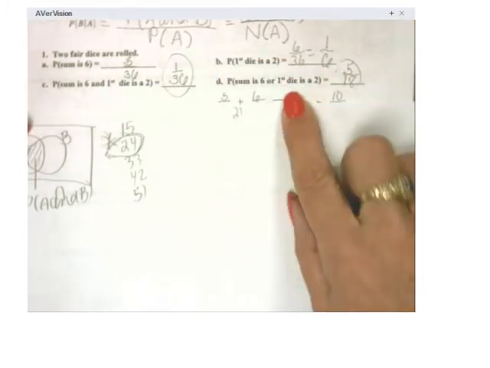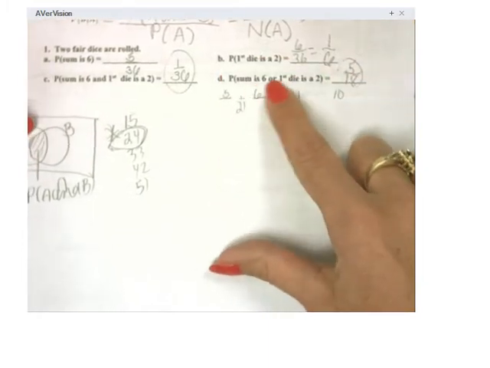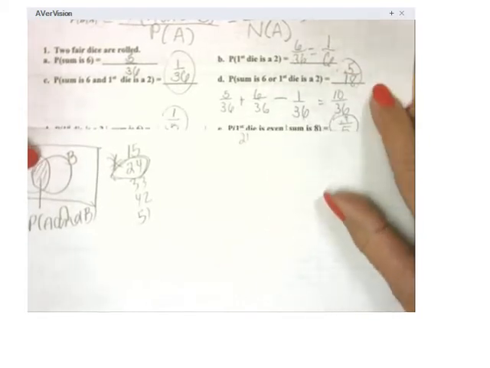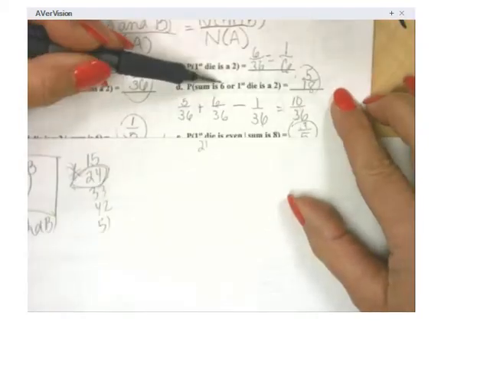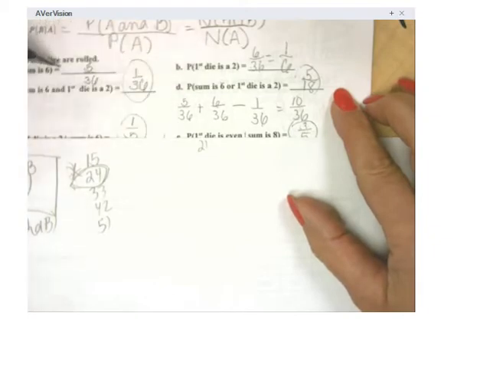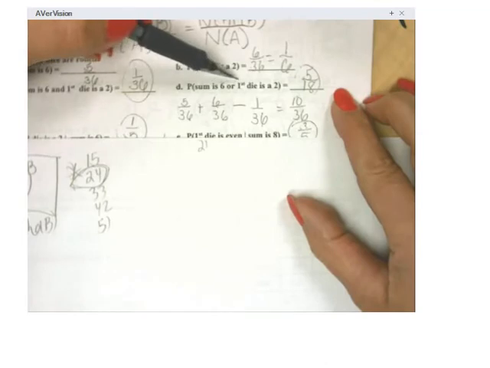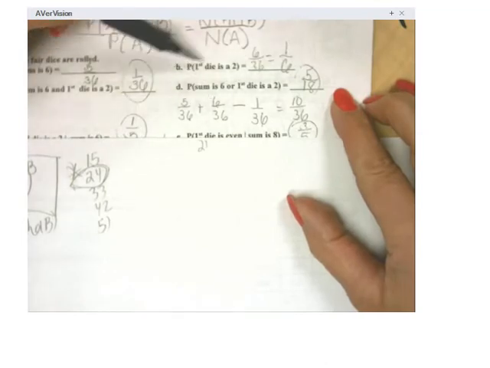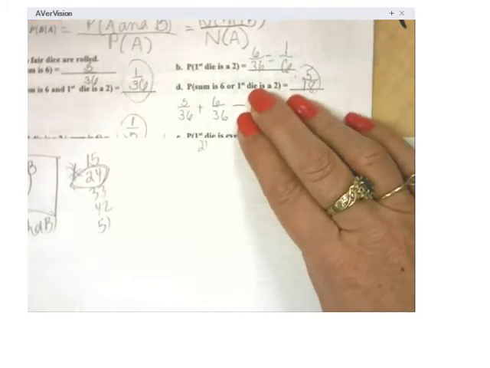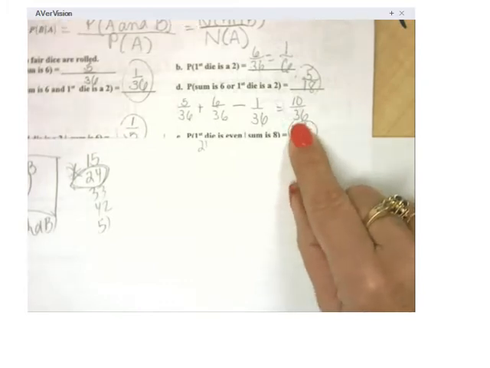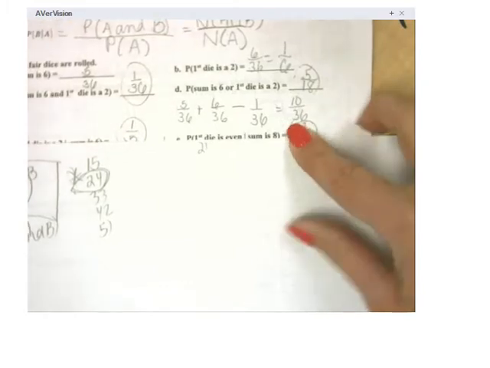Now I want to find the probability of the sum being 6 or the first die coming up a 2. We know that the likelihood that the sum is 6 is 5 out of 36. We already found that in A. We know the probability that the first die comes up a 2. Again, we already found that in letter B. However, if we just add these two together, we double counted the 2,4 roll. So we end up with a probability of 10 out of 36, which is 5/18.